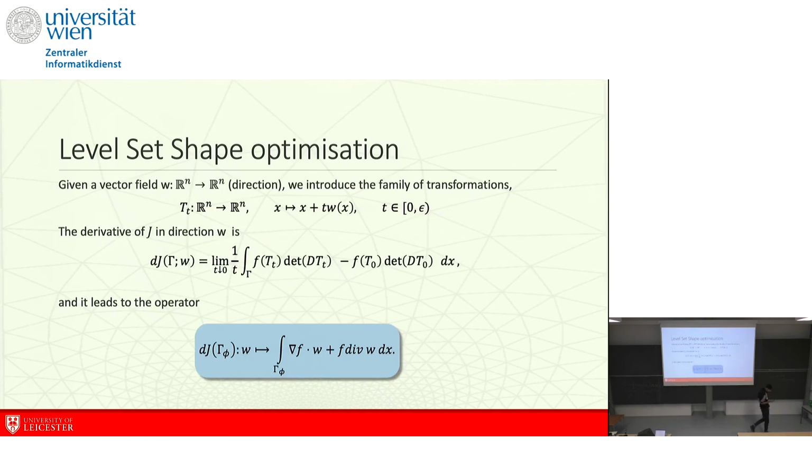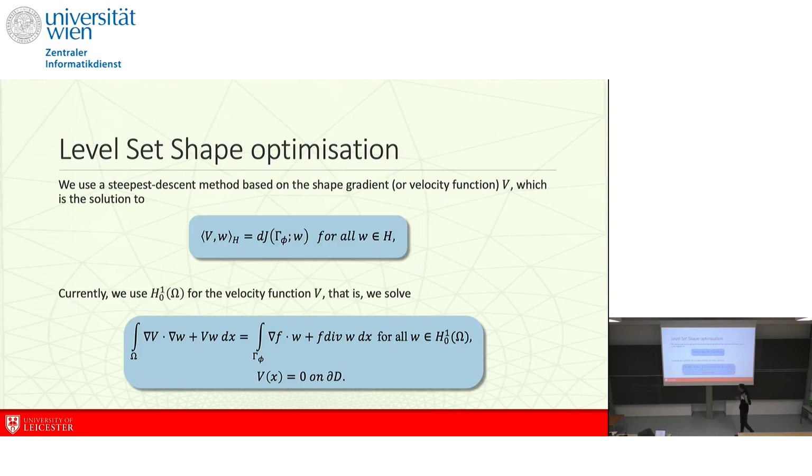And so by defining a vector field, V, or W even, we have this Eulerian derivative, and we get this operator, this shape derivative here. So this is the standard solution to a real-valued function. And so what we want to use is the shape gradient, v, also known as the velocity function, to perform a steepest descent method to optimize our problem.